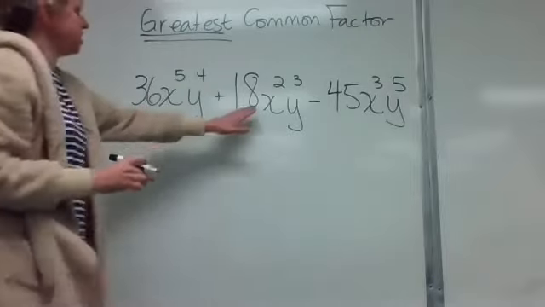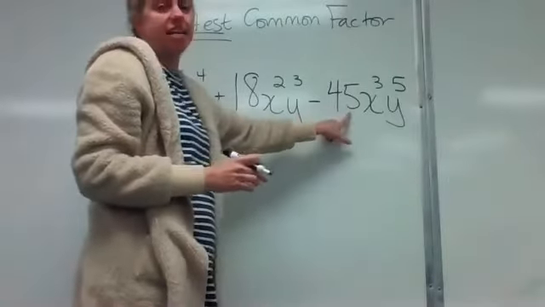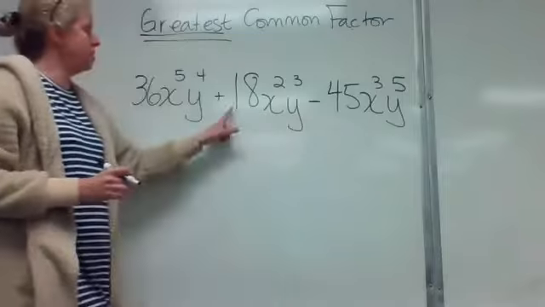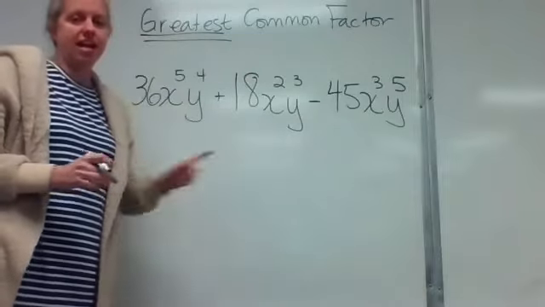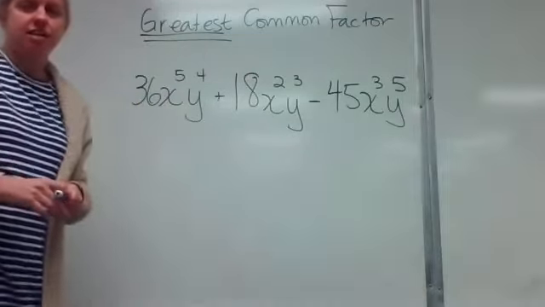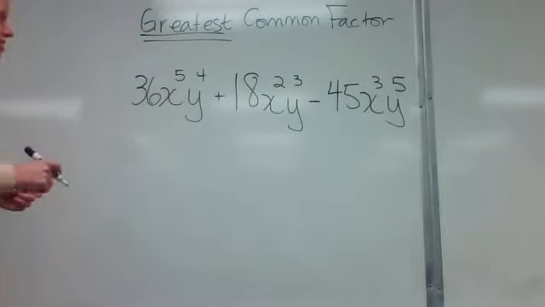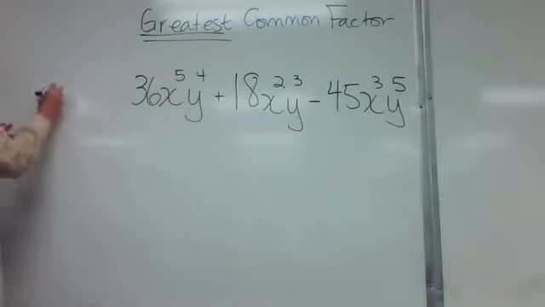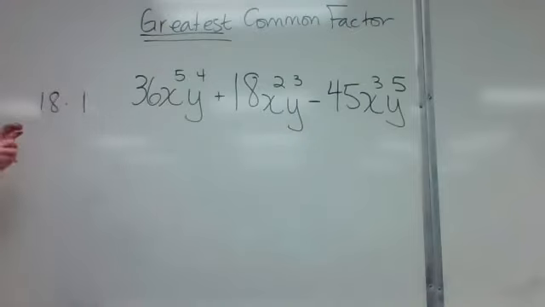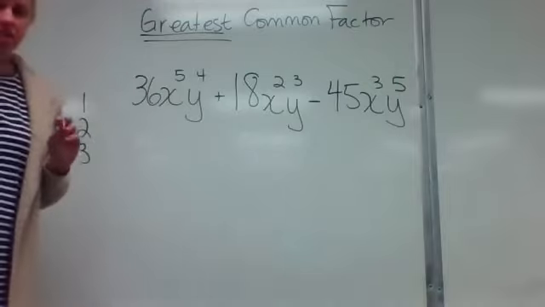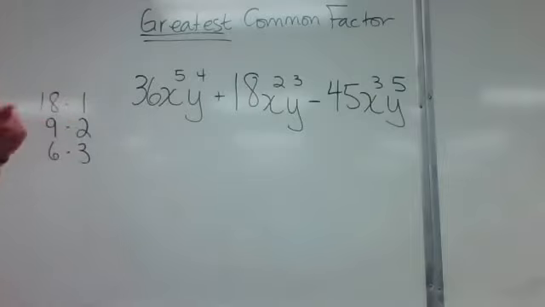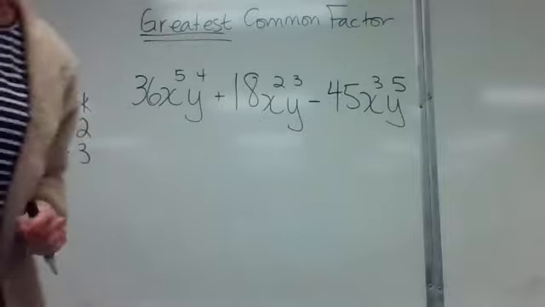Okay, so we've got 36, 18, not going to worry about that sign yet, and 45. So I'm going to write out all the ways to multiply to get 18, just since that's the smaller one. So 18 times 1, also 9 times 2, and also 6 times 3. I'm not going to use a 1. Let's see if 18 goes into all of them.